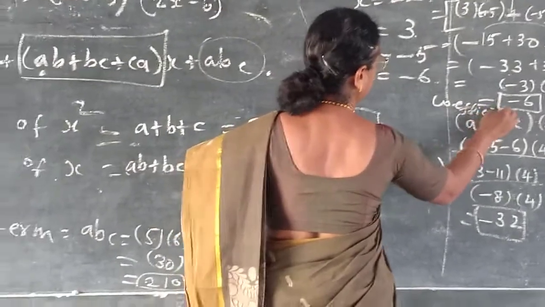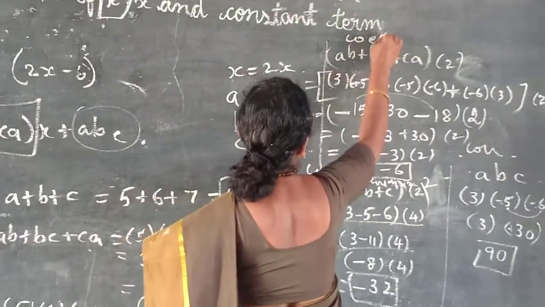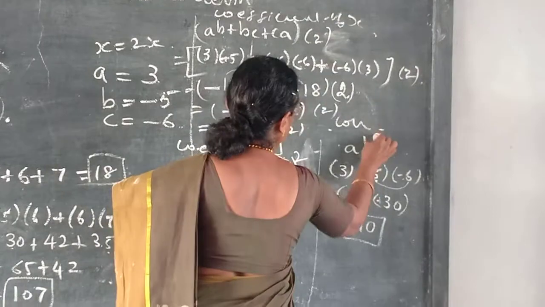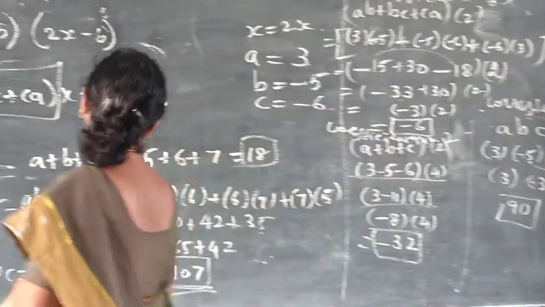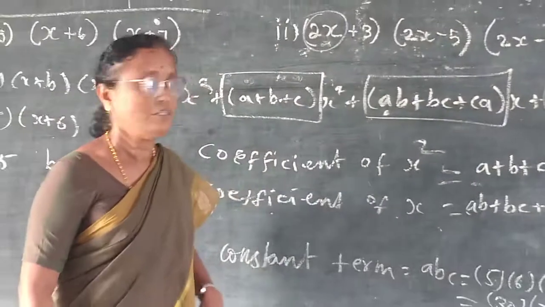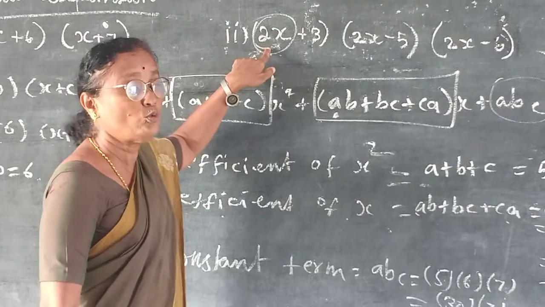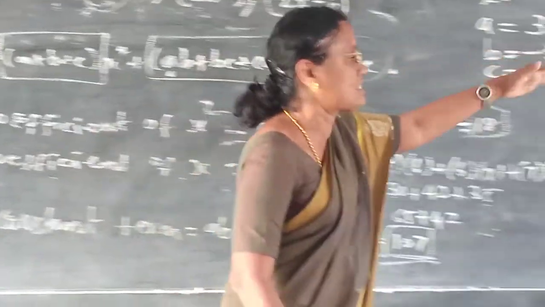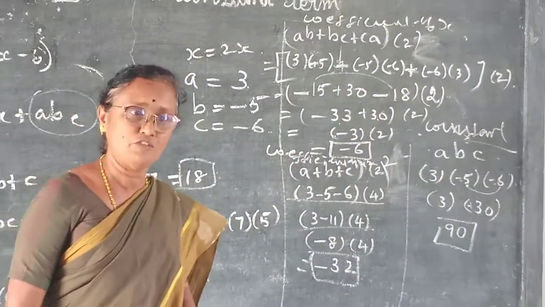This is coefficient of x squared. This is coefficient of x. This is constant. Understand? Do you follow every one of you? Yes. So don't make careless mistakes here. If you have been given 2x in the place of x, you have to substitute. But you can remove that x square now. Only the coefficient you can take. Do you follow every one of you?